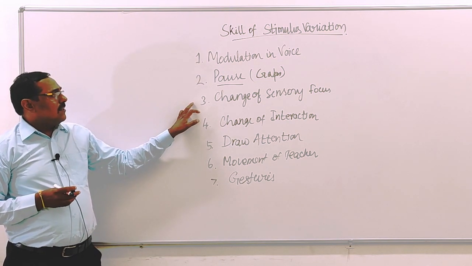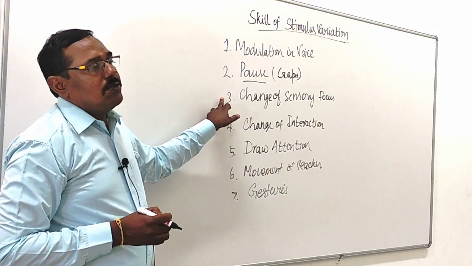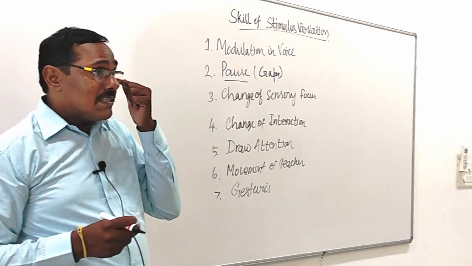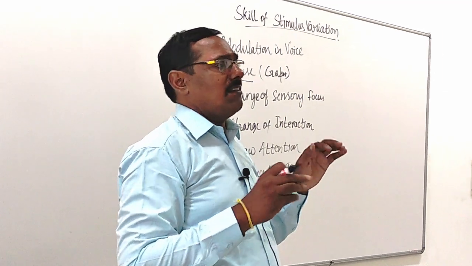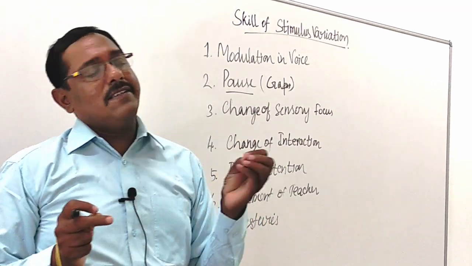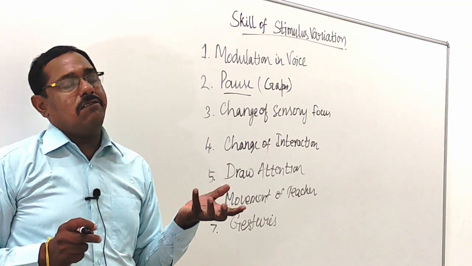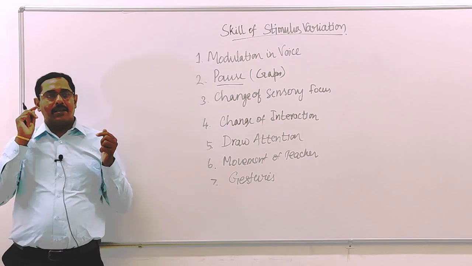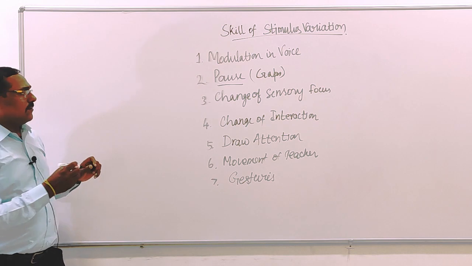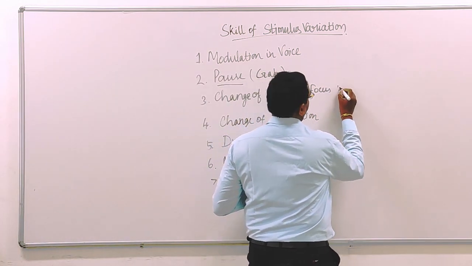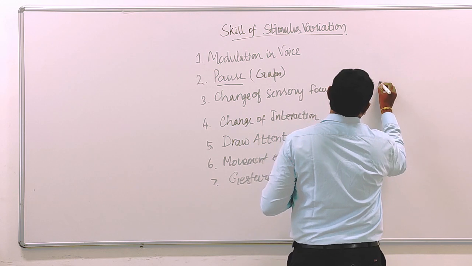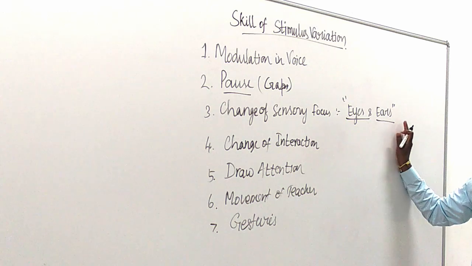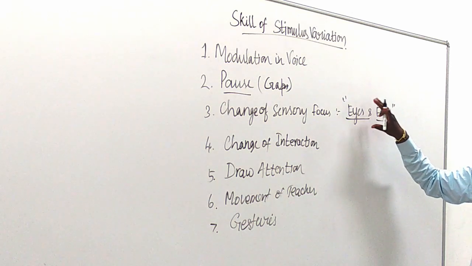The third one is change of sensory focus. We have 5 senses. Out of the 5 senses, our eyes and ears are the most used in class rather than any other. These senses are called gateways of knowledge. In these gateways of knowledge, 2 things, eyes and ears, are widely used in class. So for these 2 things we have to use in the class.